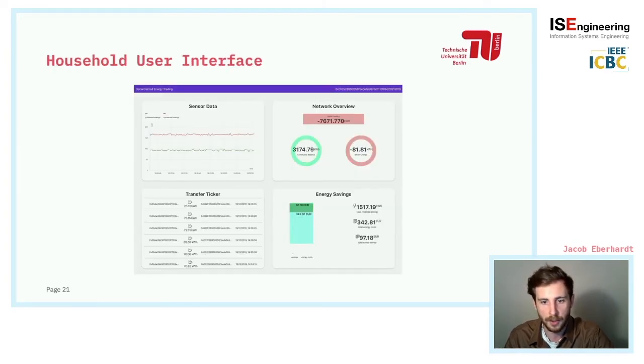Here you can see just a screenshot for illustration of the user interface. There is sensor data that you can see on your user interface. So that's what the end user in the household sees. You can see how much energy you saved overall. You can even see the virtual transfer ticker that shows the amounts of energy that were transferred between households.